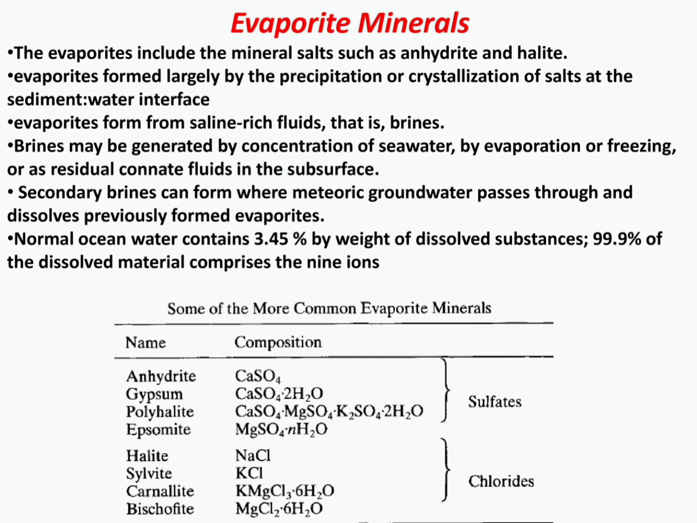Now you will see one figure of some common evaporite minerals. Generally anhydrite, gypsum, polyhalite, epsomite are the common evaporite minerals. You need to know which are sulfates and which are chlorides and what their chemical compositions are. Sylvite is very common, that is potassium chloride, KCl.